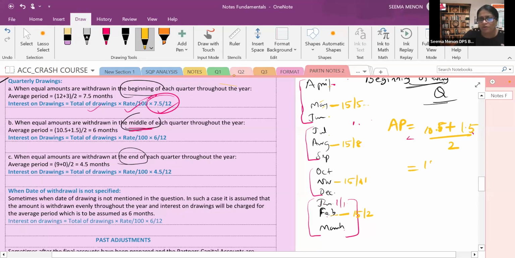Okay, so here 12 upon 2, what is that? 6 months. So here the average period will be, you can see, 6 months when it is withdrawn in the middle of the month. I hope this is clear to you.